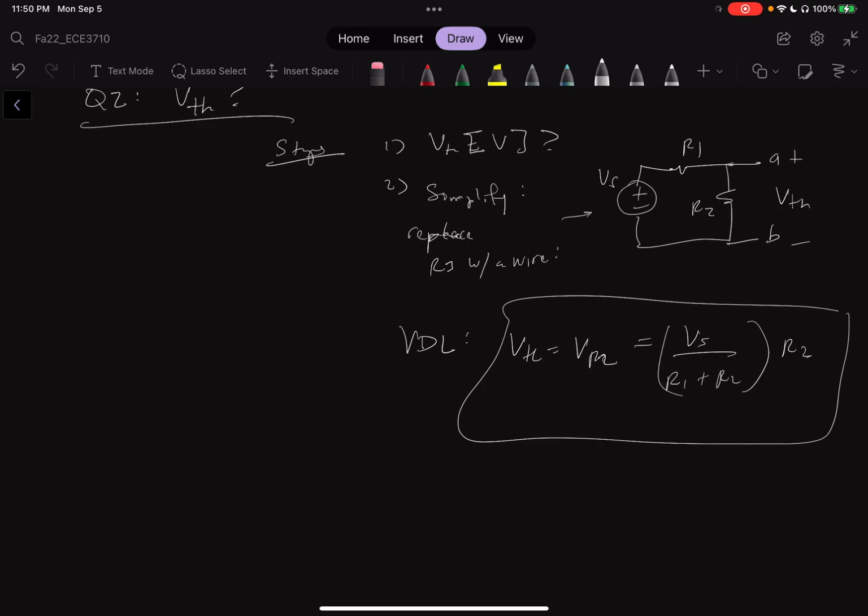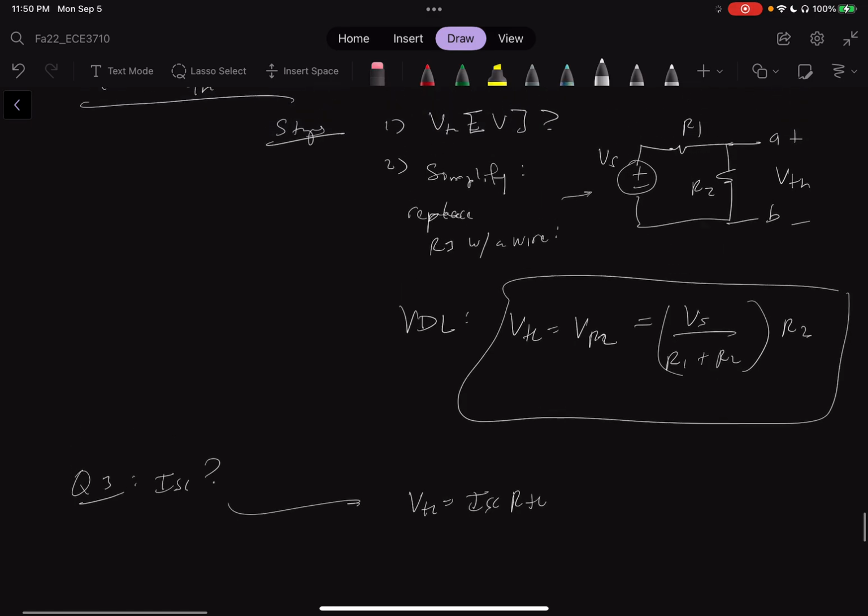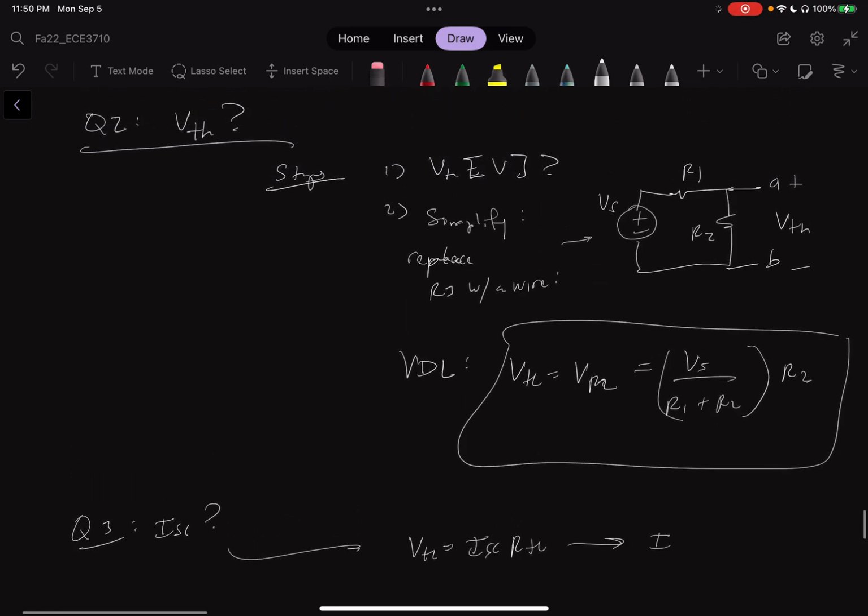And then you could solve for Isc if question 3 was, what is Isc? Vth Thevenin is equal to Isc times R Thevenin. You already solved for R Thevenin. So Isc is equal to Vth Thevenin over R Thevenin, which is, this is Vth Thevenin, and we already found R Thevenin, so you would have been able to do it.